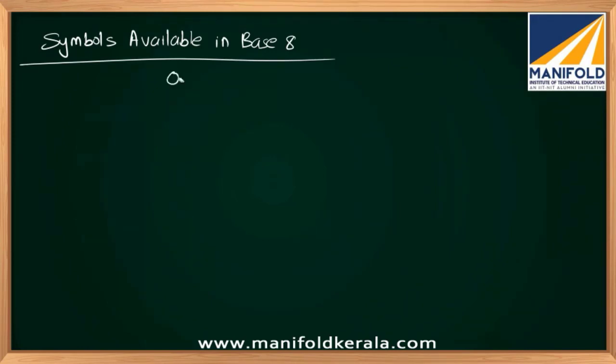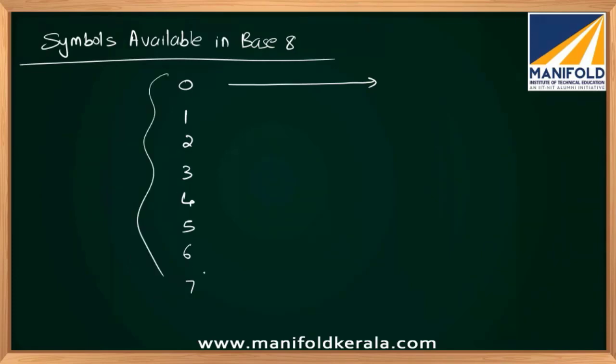0, right? 0, 1, 2, 3, 4, 5, 6, 7. Now look at this one. How many bits are required to represent 0 to 7? See, 0 to 7 is 8 numbers. If you want to represent them, you require 3 bits.